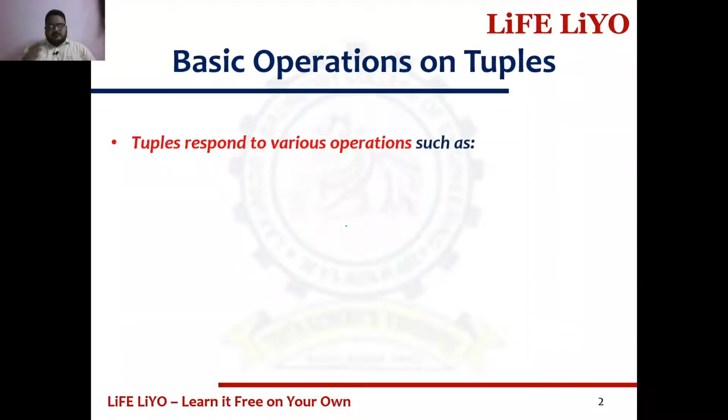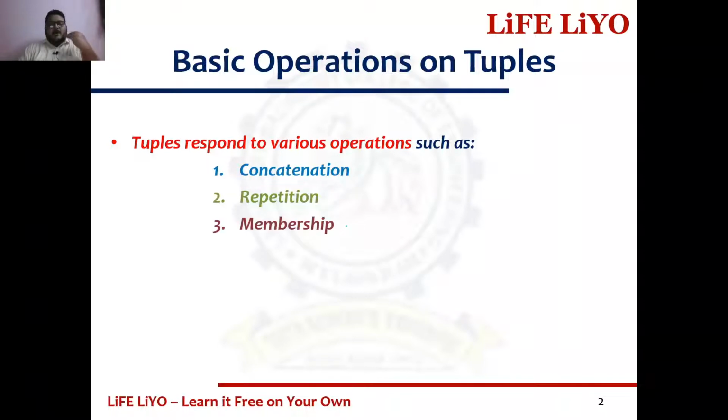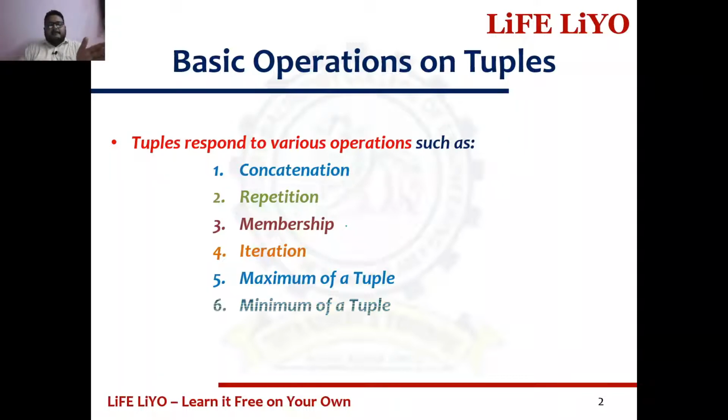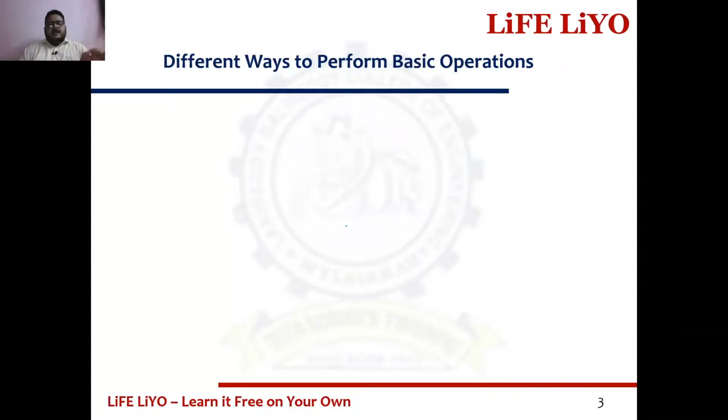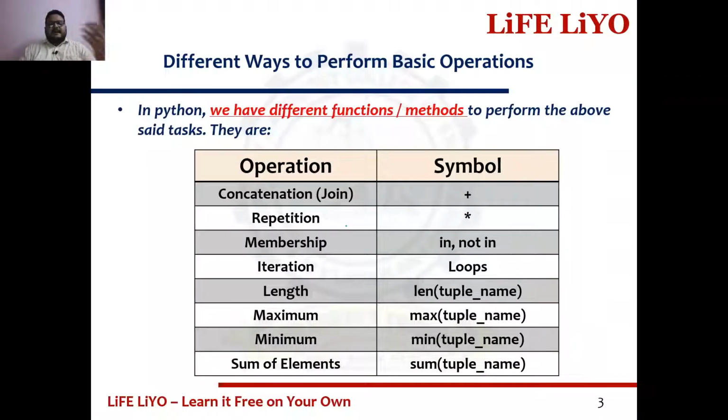Tuples respond to various operations. We can perform concatenation among tuples, we can perform repetition of tuples, and we can check whether any element is present in the tuple or not using the membership operator. Iteration, that is going through each and every element through loops. Maximum of the tuple, that is if a tuple is of integers or float values, we can find the maximum. How to find the minimum of a tuple? Length of the tuple.